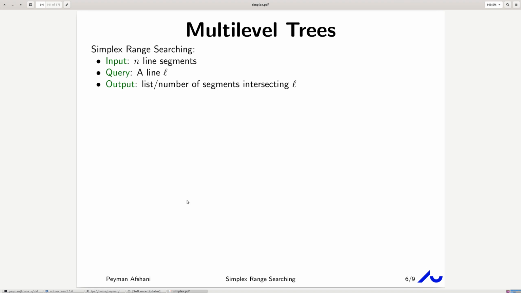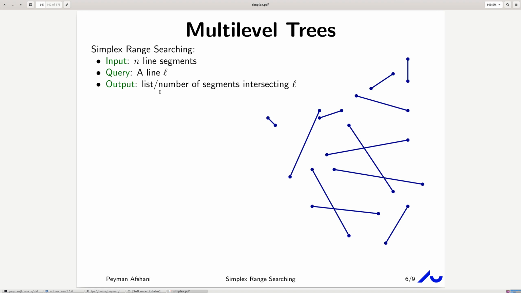Imagine that I have this problem. I have a set of n line segments in the plane. I want to store them in a data structure so that given any line L, I can find the number or the list of segments intersecting the line L. So given a query line, I want to find which ones intersect this line. This is in general, again, a very difficult problem, but we can solve it just using a multi-level partition tree.